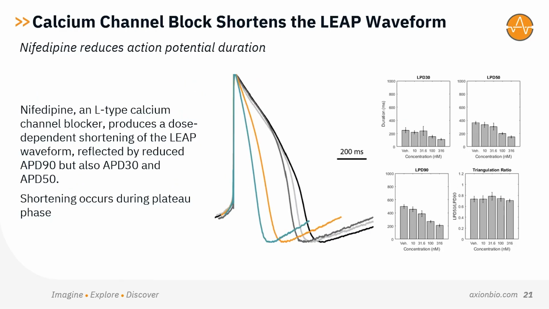Our first example that we will look at is nifedipine, an L-type calcium channel blocker. If you recall from earlier, calcium currents strongly influence the plateau phase of the cardiac action potential. Therefore, we can expect a calcium channel blocker to shorten the action potential waveform. And this is precisely what we see here. Nifedipine produces a dose-dependent shortening of the LEAP waveform, reflected by reductions in APD 90 as well as APD 30 and APD 50. This example shows how LEAP can capture expected electrophysiology in a clear, quantifiable manner.